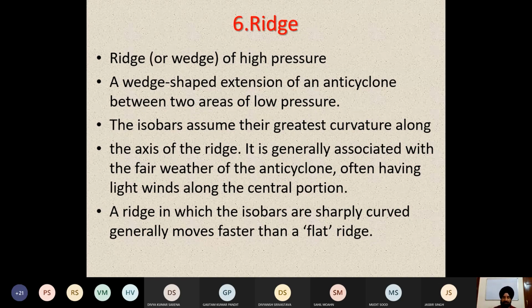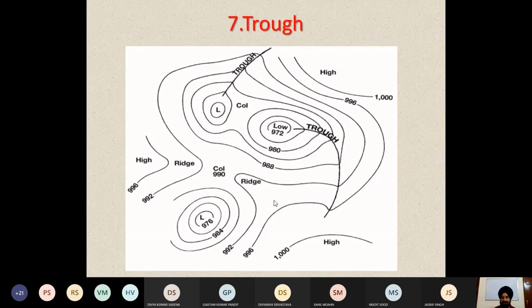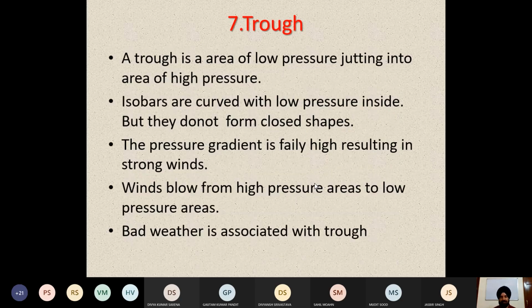So a ridge in which the isobars are sharply curved generally moves faster than a flat ridge. The opposite of it is your trough. Now trough is again that low pressure area jetting into high pressure. In the ridge, what was it? High pressure jetting into low pressure. Here now low pressure is jetting into high pressure. Similarly, this low is trying to take over or getting closer to the high pressure. Here your weather can be a little rough. The trough is an area of low pressure jetting into an area of high pressure.